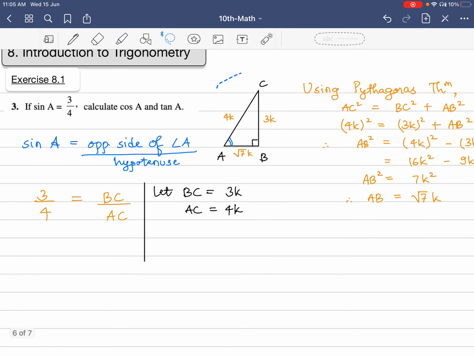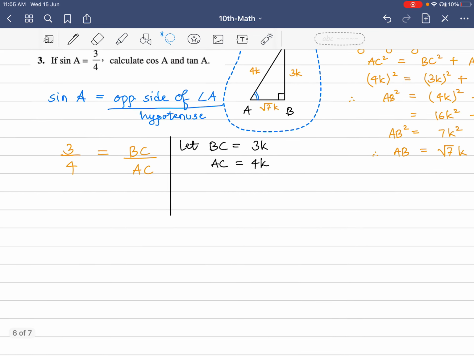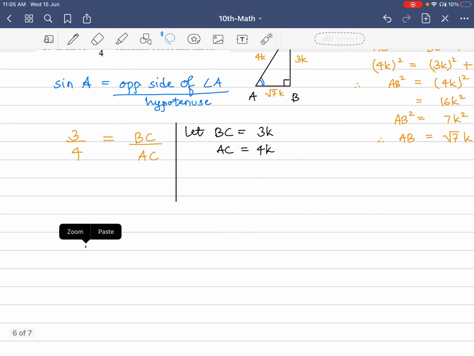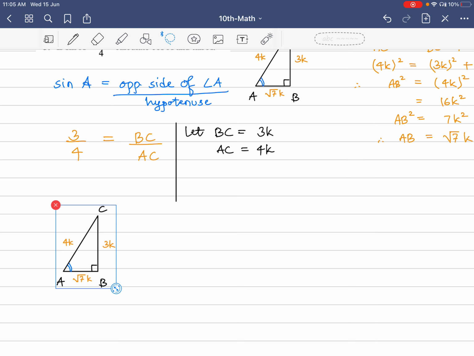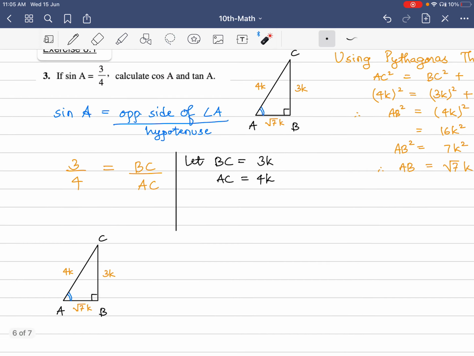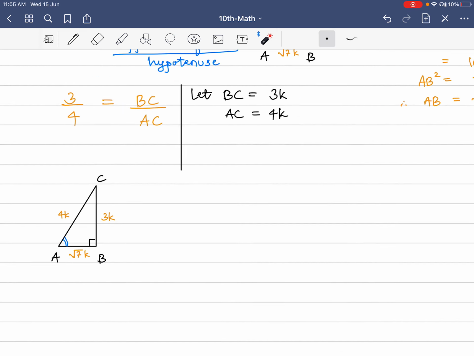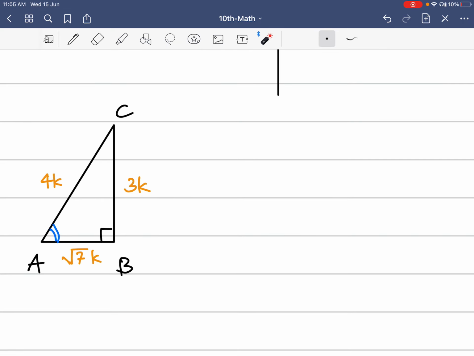Now what I'm going to do is bring this down, copy, and paste. Okay, great. Now we have to find cos A and tan A. So let's zoom in. Great.